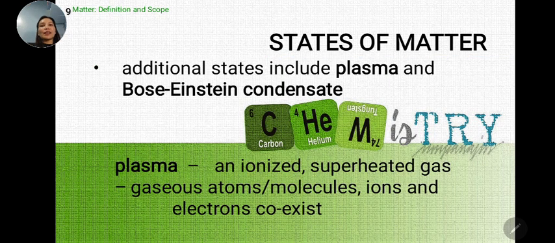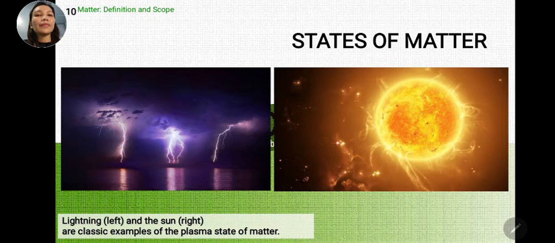Meron tayong mga additional states of matter na bago lang na-discover. So, meron tayong plasma and yung tinatawag na Bose-Einstein condensate. So, yung plasma, it is an ionized, superheated gas or gaseous atoms or molecules, where molecules or ions and electrons coexist. So, medyo complicated yung definition ng plasma natin. So, this is an example of a plasma. The lightning on the left and the sun on the right are classic examples of the plasma state of matter. Okay?